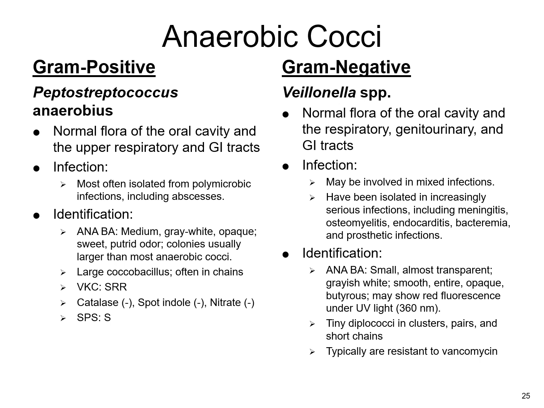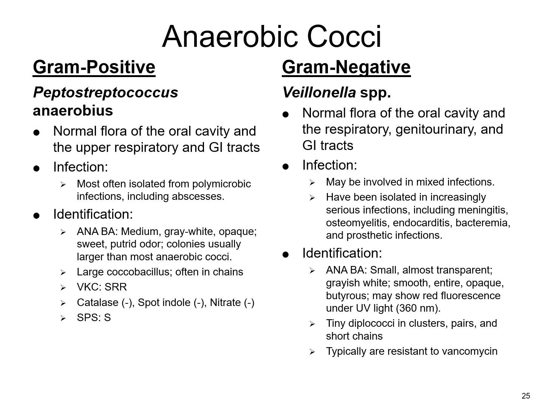These infections are most often isolated from polymicrobic infections, which are infections that have multiple organisms, and so this is usually something like an abscess. With identification, we're looking for growth on an anaerobic blood agar plate with medium to large, white, opaque colonies. They can have a sweet or a putrid odor, or a sweet putrid type odor. The colonies are usually very large, larger than most of the other anaerobic cocci.